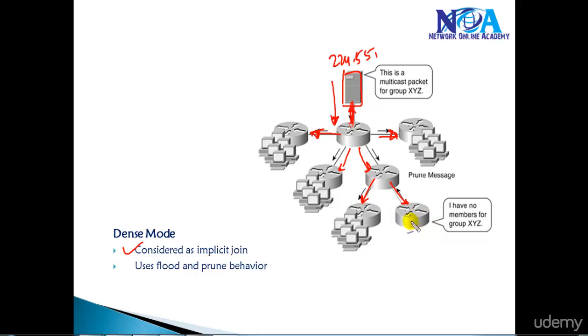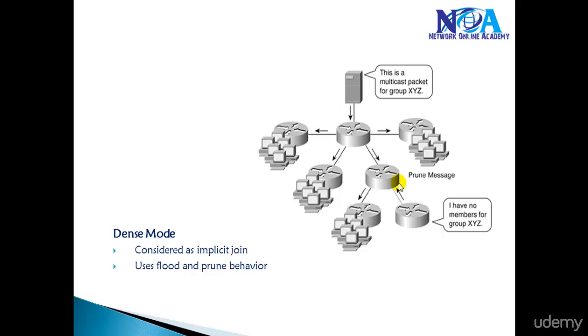If there is no receiver here, no member who wants to receive the multicast for this particular group, it is going to send a prune message, and then the router will stop the multicast traffic. That is what we call implicit join, and it uses flood and prune behavior, where the multicast traffic is initially flooded out of all the ports, and if you don't have a receiver, it is pruned automatically. This design is not really applicable for very large networks, because it is not efficient to send the traffic everywhere just to figure out where it isn't wanted.